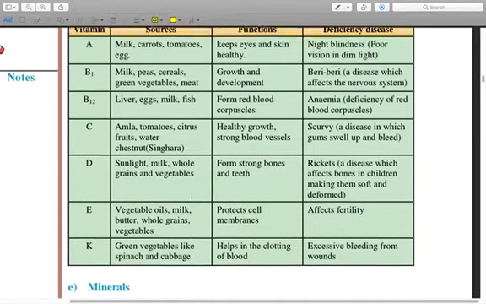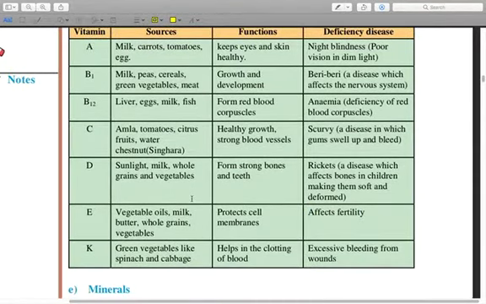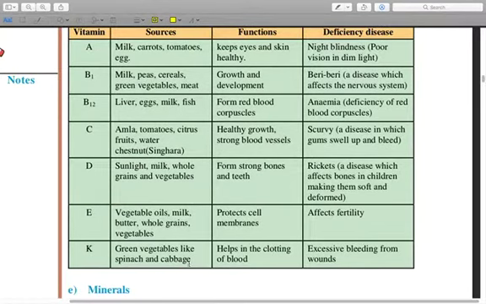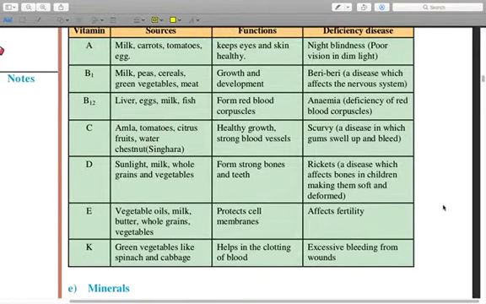Okay, and vitamin K, the main sources are green vegetables like spinach and cabbage, and its function is helping in clotting of the blood. When you have a wound on our skin, when you fall down or some wound happens, what will happen? It bleeds, right? Blood comes out. But if the blood keeps on going, what will happen? We will die, right? So it has to be stopped. So the blood gets clotted. So the main function of vitamin K is helping in the clotting of blood.